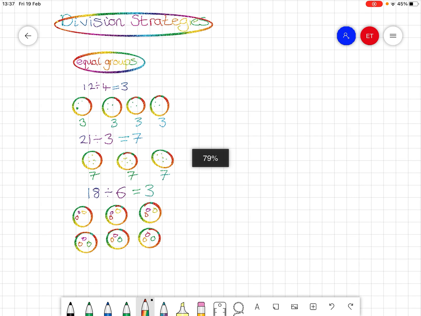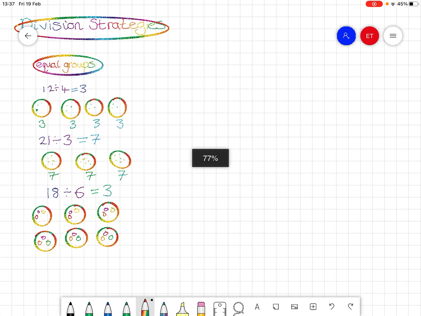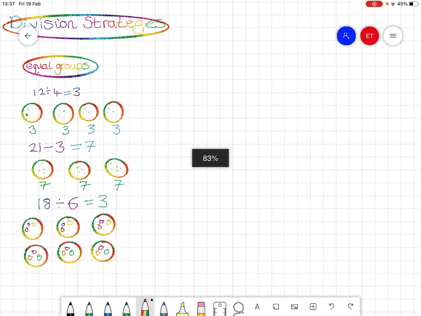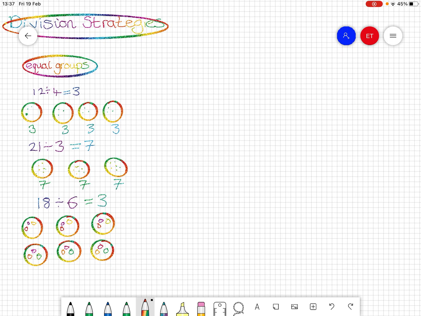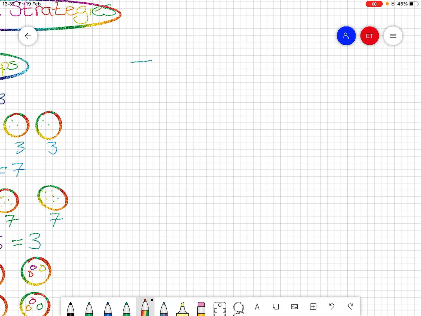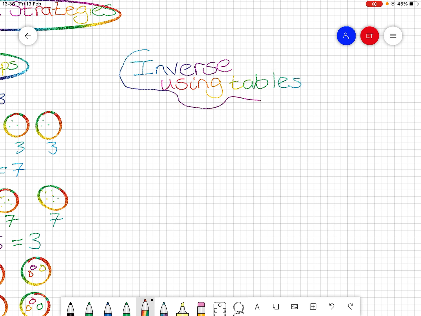Now, the next strategy I would use if you are confident with your times tables, okay? You need to know your times tables to be able to use this strategy. So to remind us, I'm going to call this strategy inverse using tables, okay? So we'll do a little recap on what inverse is.